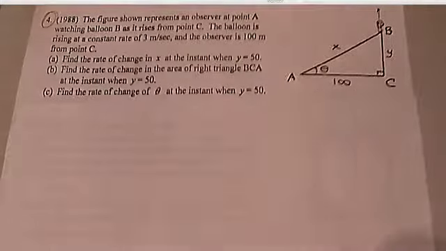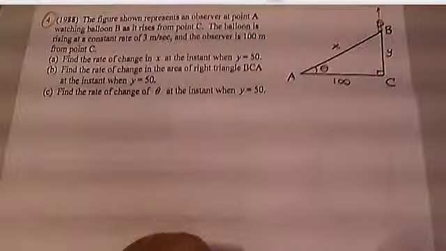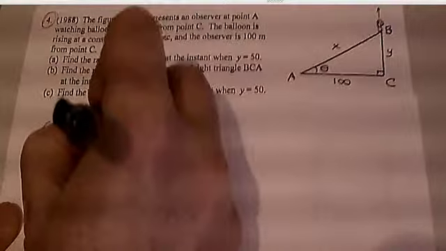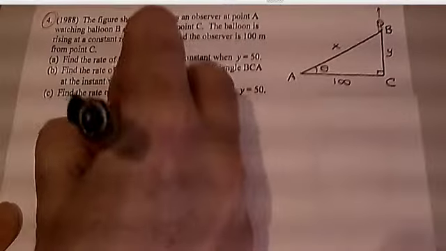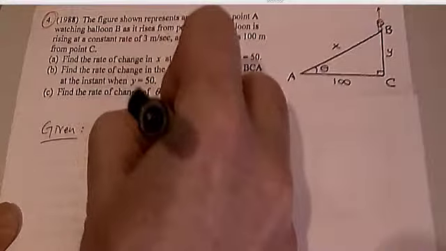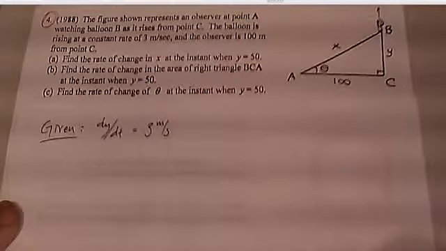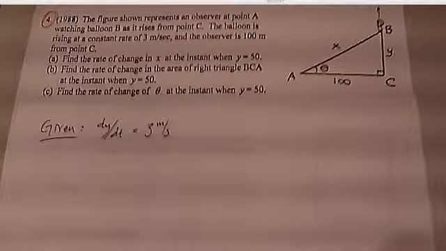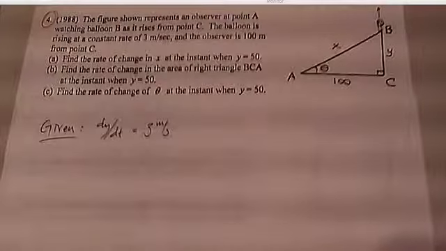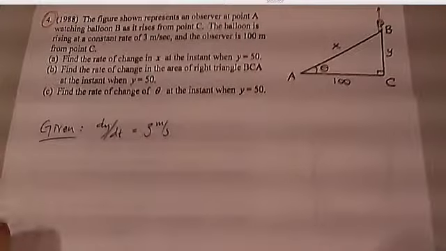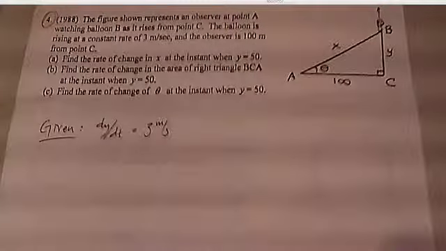The balloon is rising at a constant rate of 3 meters per second. So there's our given. Our given is the fact that dy/dt is equal to 3 meters per second. Now, why is that not negative? Well, because the balloon is getting higher. It's not coming down. So y is increasing, so dy/dt is going to be positive.